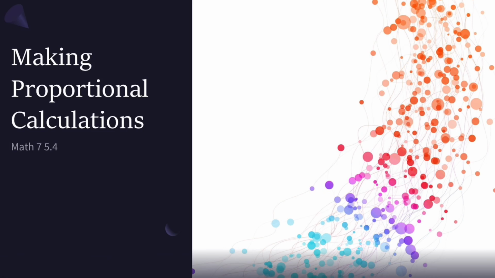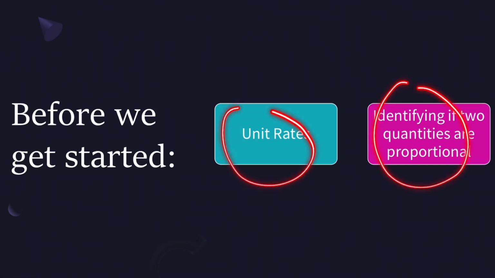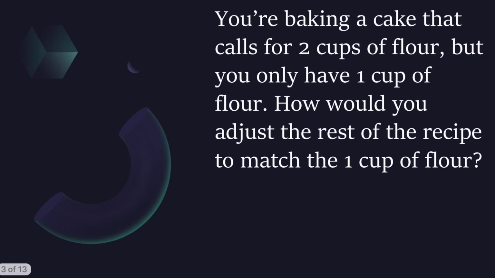This video is going to go over how to make proportional calculations based on a table or a graph, or just different ways of representing information and comparing two quantities. Before we get started, you should know what a unit rate is and also how to know if two quantities are proportional to each other. And I link the other two videos that I've made that go over these things.